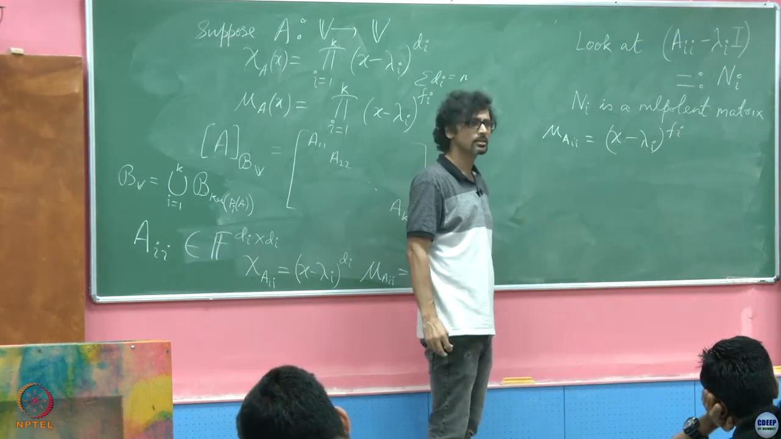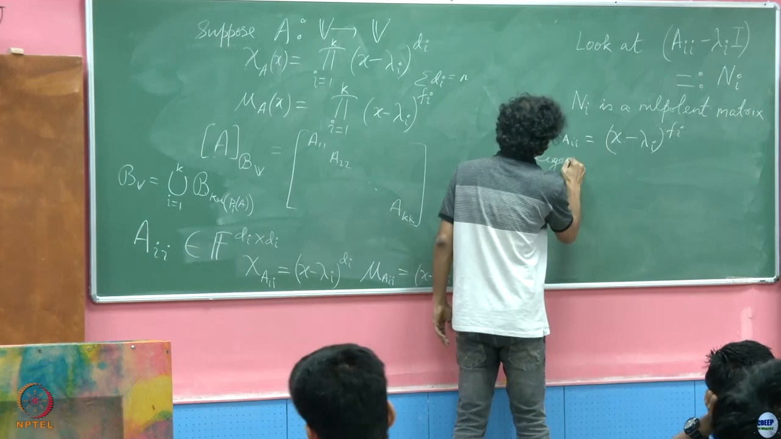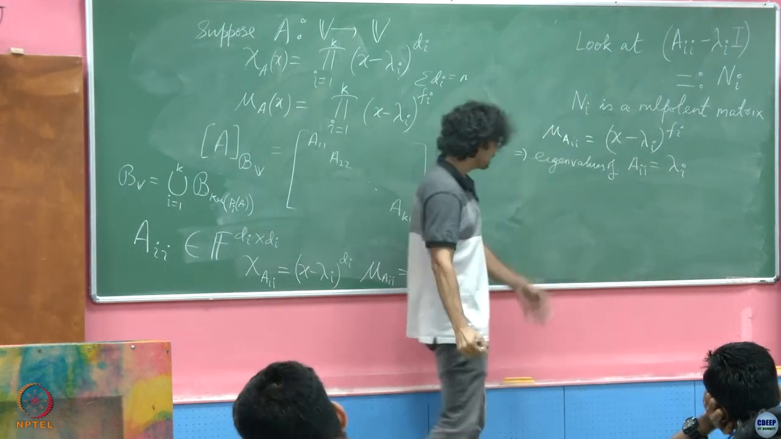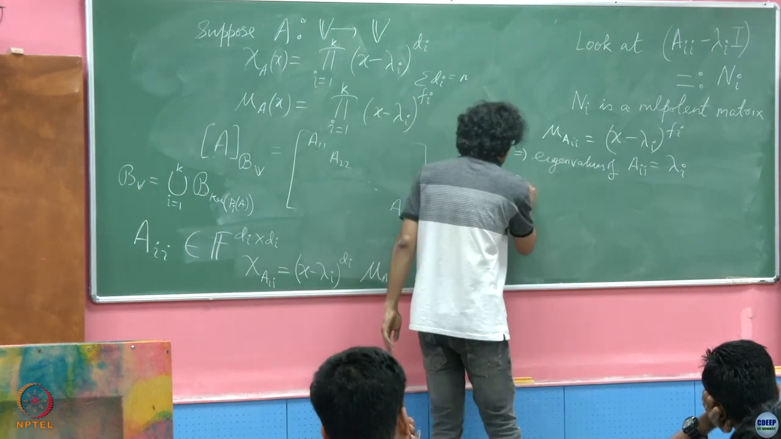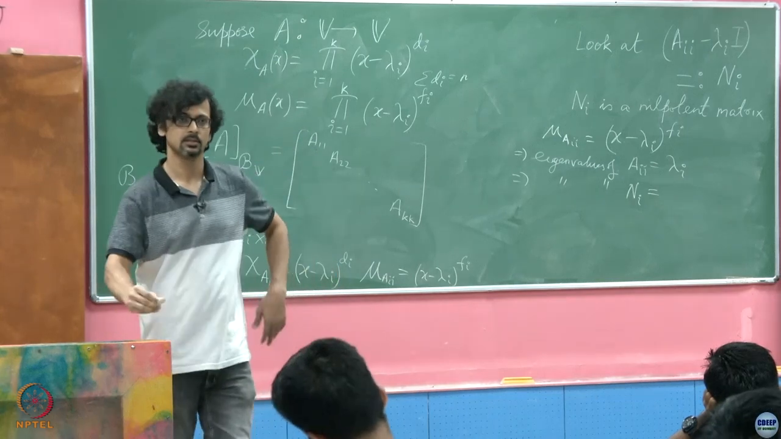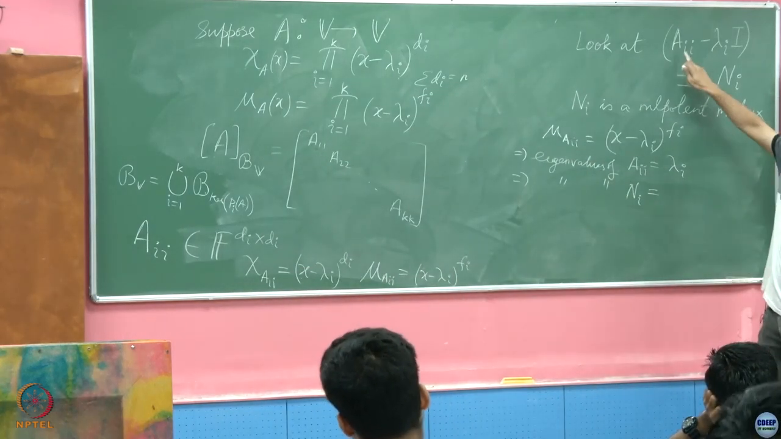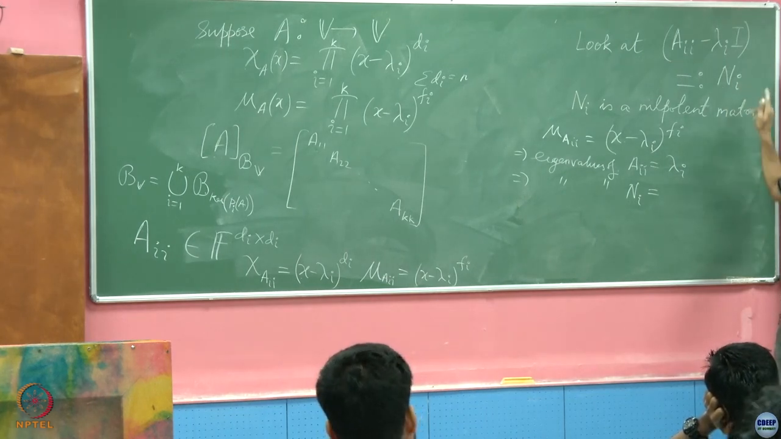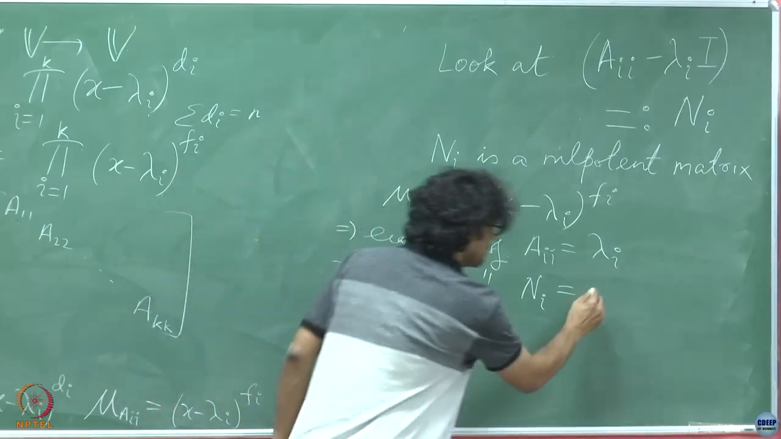So the eigenvalues of A_ii are what? Only lambda_i. So what are the eigenvalues of N_i? This implies the eigenvalues of A_ii is equal to lambda_i and nothing else, right? We've just seen that because its minimal polynomial is of that form, so that can be its only eigenvalue. So what are the eigenvalues of N_i? For any eigenvalue lambda_i of A_ii and some eigenvector v, you must have (A_ii minus lambda_i I) times v equal to 0. That means N_i v is equal to 0. So the only eigenvalues that this can have are zeros.